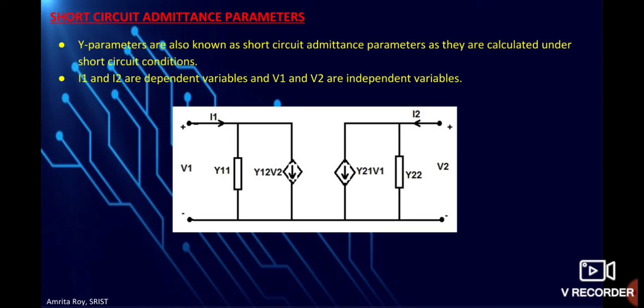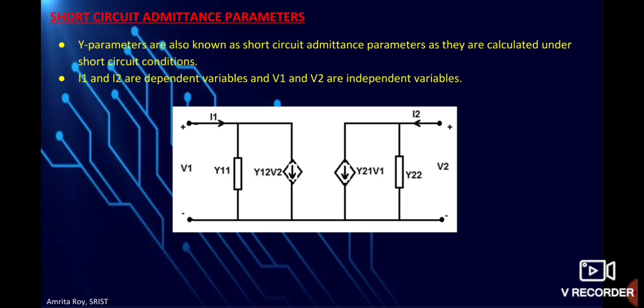Next is short circuit admittance parameters. Y parameters are known as short circuit or admittance parameters because these are simply the ratios of current and voltages. The unit of Y parameters is mho. We can calculate two Y parameters, Y11 and Y21, by short circuiting port 2. Similarly, we can calculate the other two Y parameters, Y12 and Y22, by short circuiting port 1.